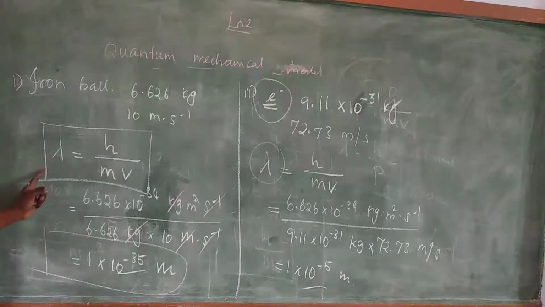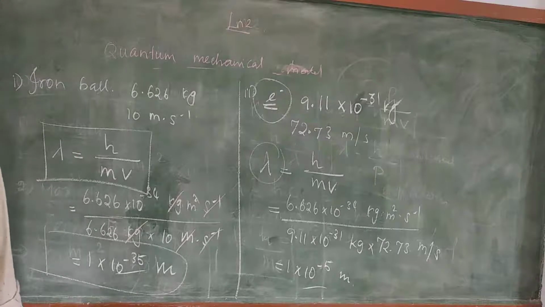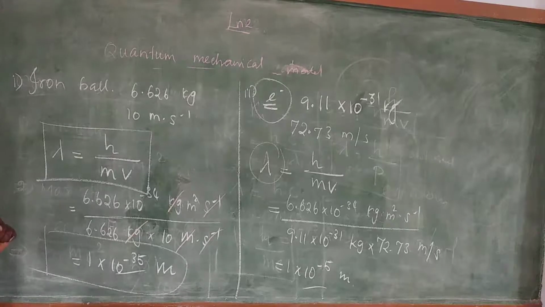What is the de Broglie equation? Lambda is equal to h by mv. Okay, the remaining things we can see in the next video.